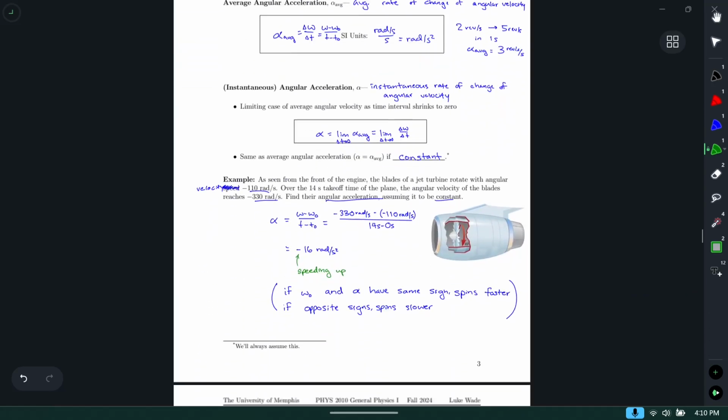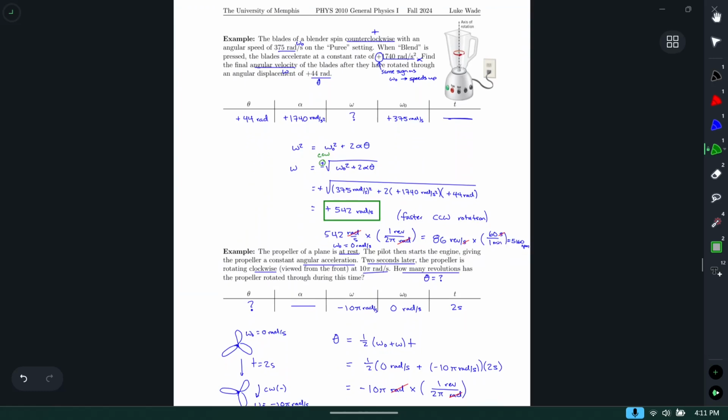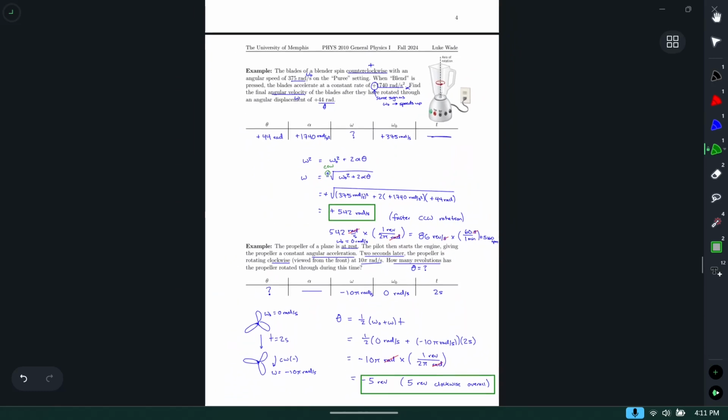And then for angular acceleration, if you see that it has the same sign as angular velocity, then the object is spinning faster. And if they have opposite signs, the object will spin slower and slower over time and eventually turn back around.